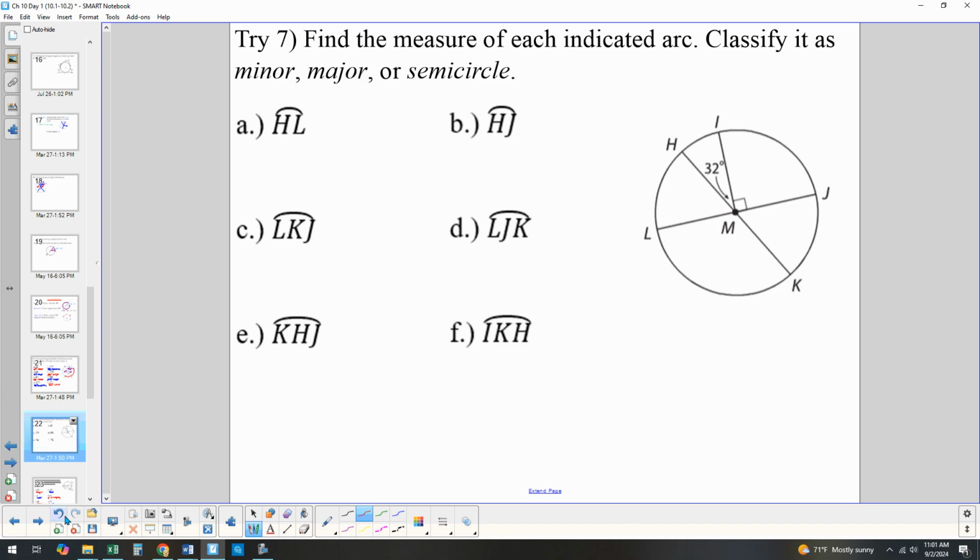So for try 7, you're going to do the same thing: find all your central angles, then find the measure of each of the indicated arcs and classify it as minor, major, or semicircle. Pause if you'd like. Answers are posted online, but that is actually the end. So we are done, and that is sections 10.1 and 10.2.